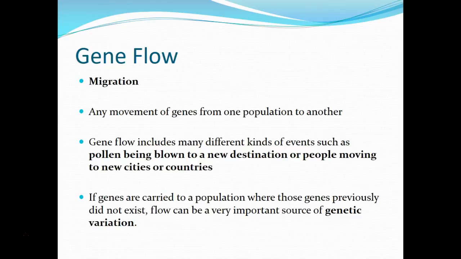Gene flow is simply a movement of genes from one population to another. Now, how does that relate to evolution? Well, a movement of genes from one population to another would introduce genetic variation, and that, of course, is very important in terms of evolution. So the word migration is there. That reminds you of animals or organisms moving from one place to another. In this case, it's genes moving from one population to another.